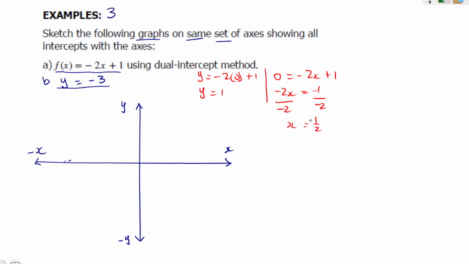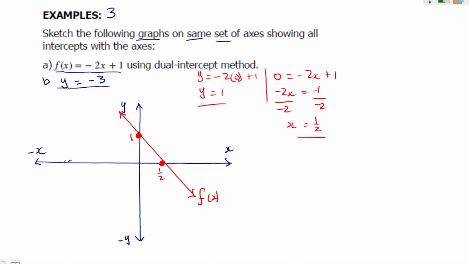So we do have the y, we do have the x. Let's plot that. y is 1, let's say here is 1. x is a half and it's positive, let's say here is positive a half. We need now to join these 2 points to draw the graph of f(x). Okay, so let's say this is the graph of f(x). We just have to join these 2 points.